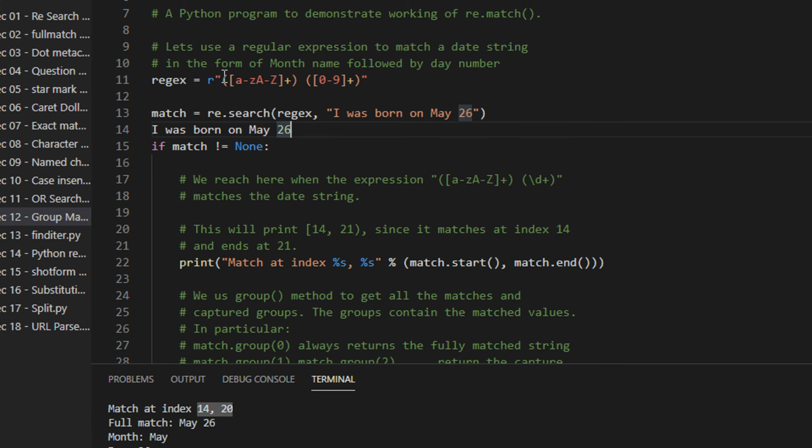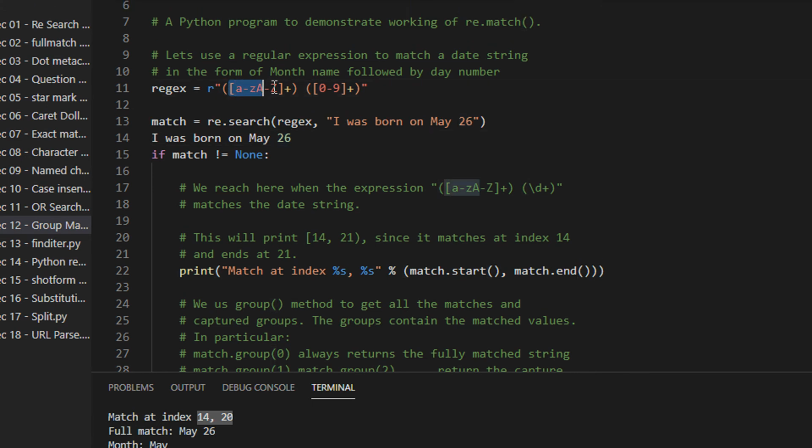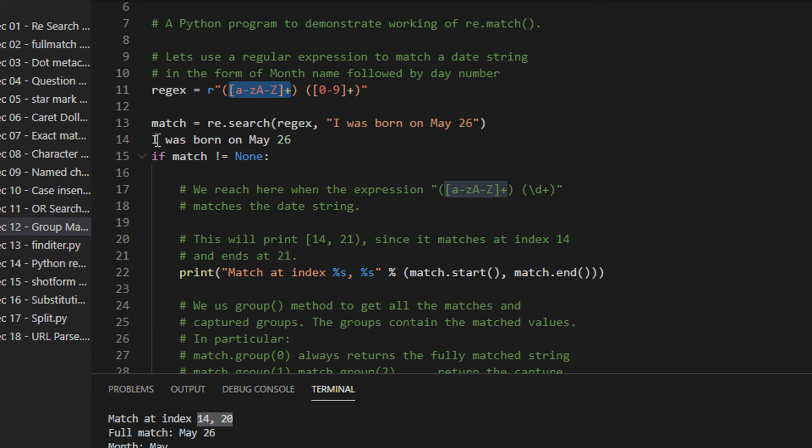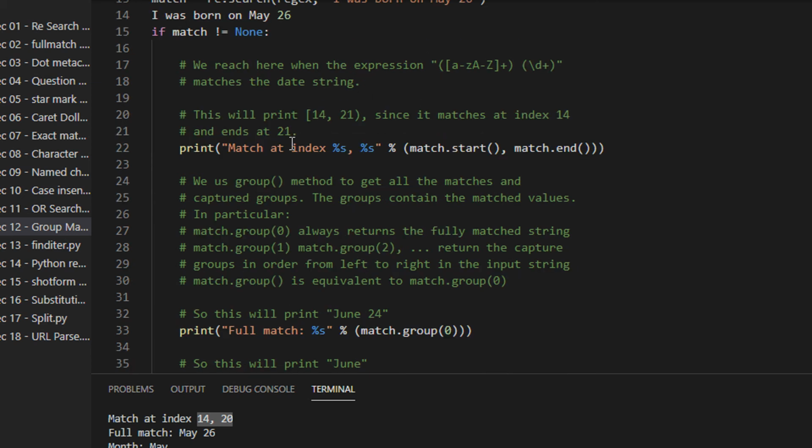And how does this take place? This particular regular expression will match strings. It did match I, but it had to be followed by a space and then by a set of numbers. So I matched, but was not followed by numbers. Then it checked for was born, again no match. Born on, again no match. On May, no match. Then May 26 was matched with this particular pattern, right? So for indexing, you use the start and the end methods.